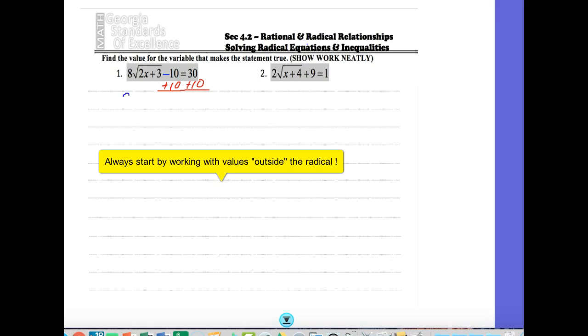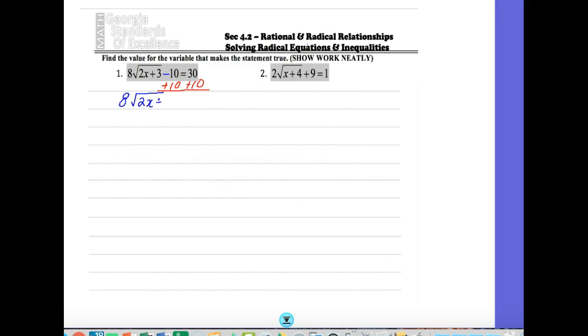That leaves me with 8 times the square root of 2x plus 3, that's all under the radical, and that equals 40. What we're going to do now is get rid of that 8 because it's being multiplied. So we're going to undo that multiplication with division. I'm going to divide each side by 8. I'm going to have the square root of 2x plus 3, and that equals 5.